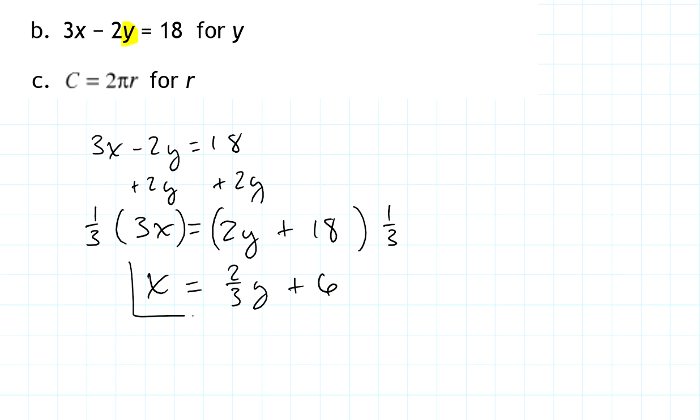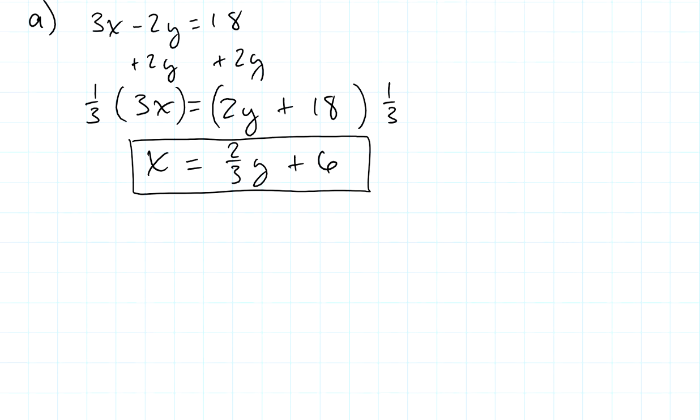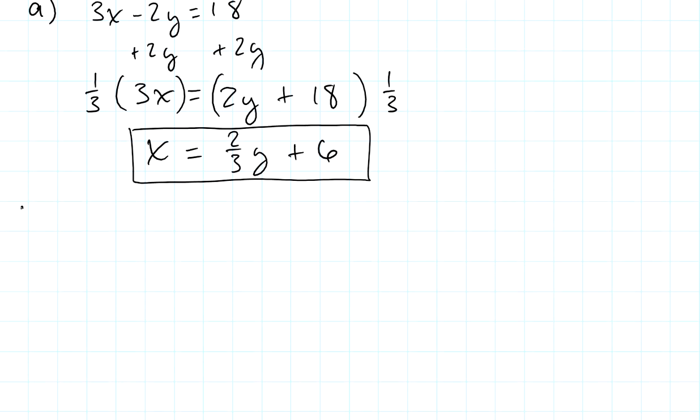So this is the answer for A. This is when you solve the equation for x. X is alone. For B, let me write here, this was A. For B, it says, again, this time we're going to solve for y. So we start with 3x minus 2y equals 18 again.